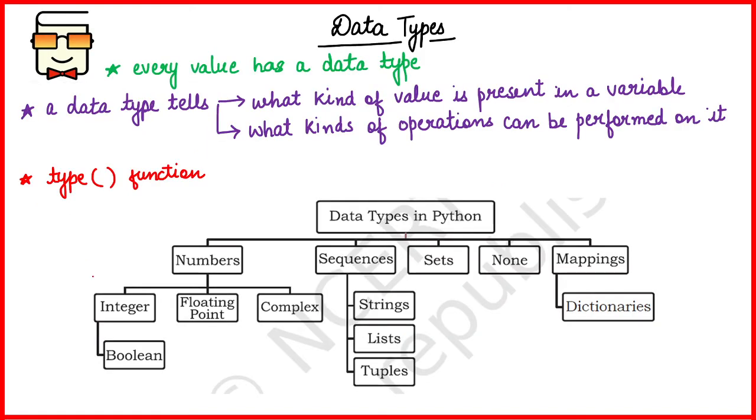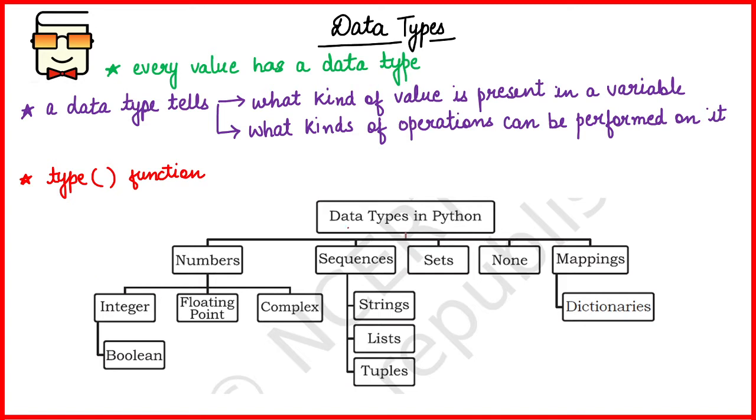Now, starting with the data types of Python. As I said, everything in Python is an object, and an object will have a name, just like we studied in the previous video that identifiers are the names given to variables or objects, and each variable will have a value associated with it. The value will belong to a certain kind of data. Either that value will be numeric, or a character, or alphanumeric. So what kind of data is present in an object, that is the data type of that object.